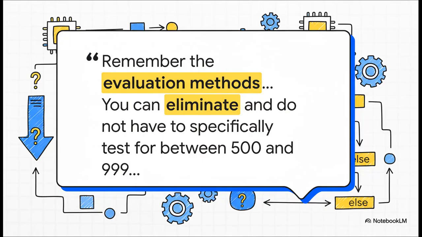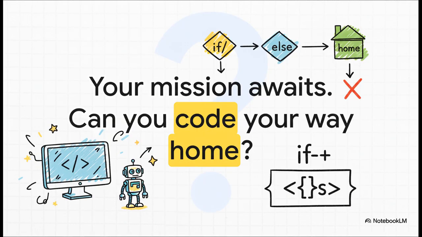Now, before you start coding, here's a pro tip, a little hint right from the source material. Think about that if-else-if waterfall we talked about. The order you check things in matters a lot. So if your first check is whether the fuel is over 1,000, and your next check is whether it's under 500, think about what that means for any number that gets past both of those. You can let the structure of the code do some of the heavy lifting for you. All right, your mission is waiting. Can you code your way home?